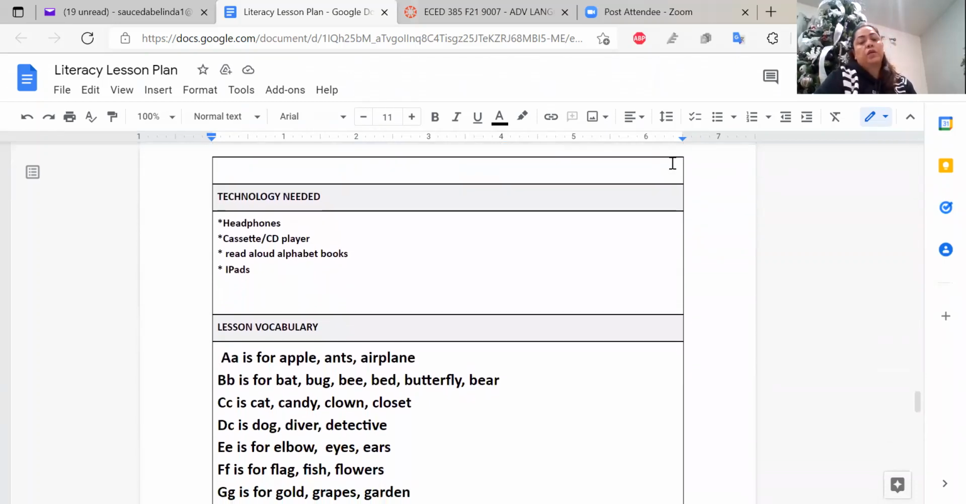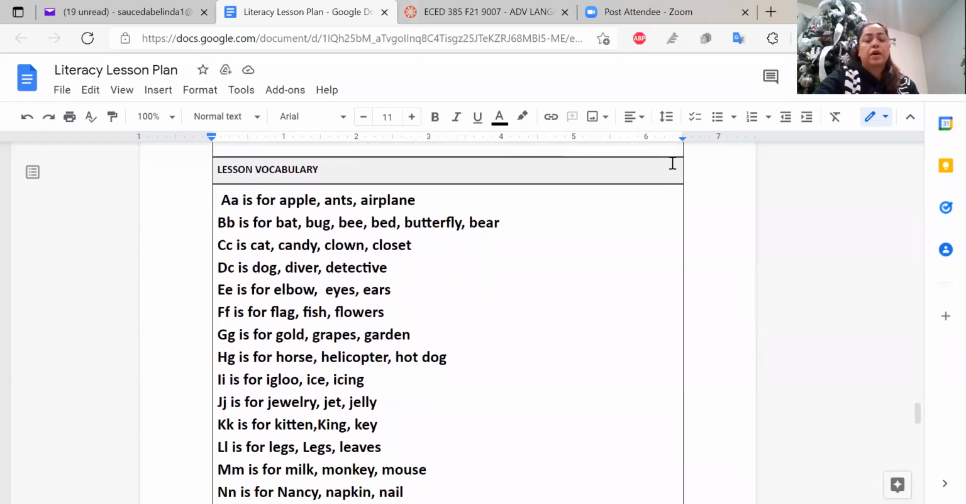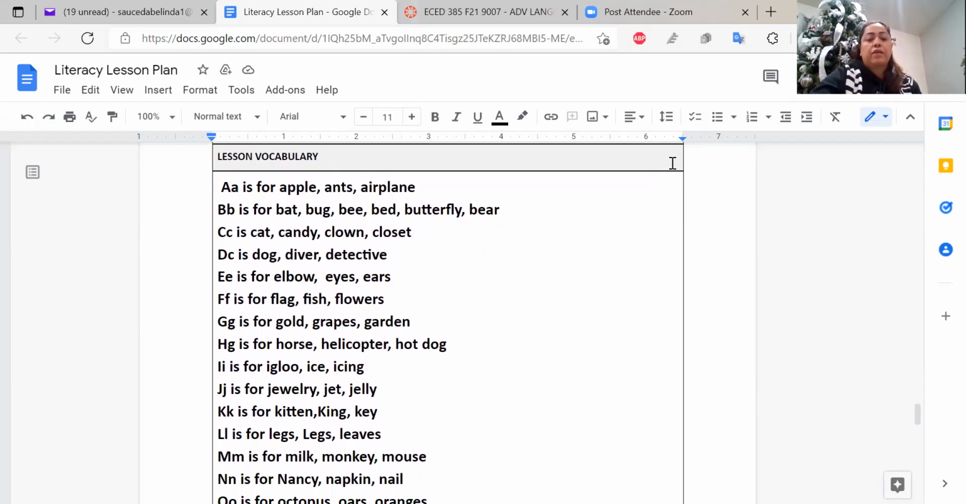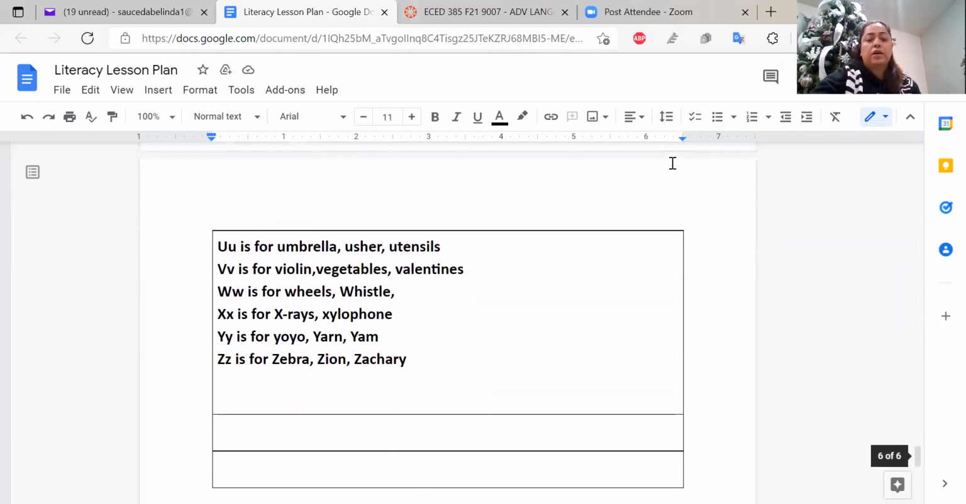Technology we'll need for this lesson plan: we can use headphones, a CD player, a cassette player, and read-aloud alphabet books on iPads. For the vocabulary, the word wall that we have, we'll be adding words to the word wall. For example, we have here A is for apple and airplane, and as we are teaching throughout the lesson, we'll be picking up more and more words that start with the letter A, or words with the letter B, C, D, all the way to the letter Z.